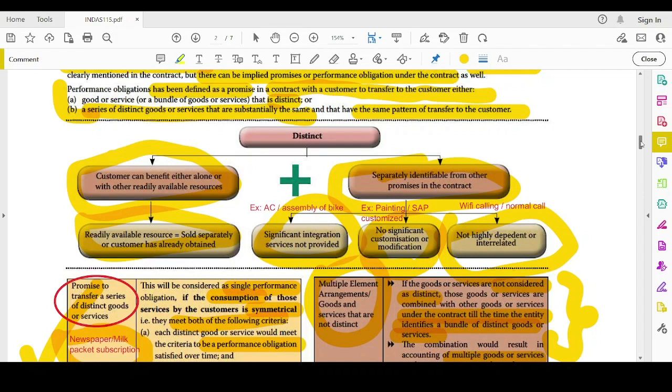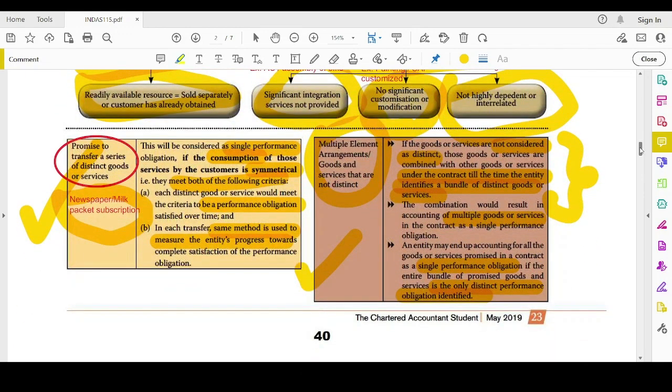Then, not highly dependent. For example, a normal call, if I have a balance in my phone, doesn't require a data connection, so both are not dependent on each other. But if I have to make a Wi-Fi call, both are interdependent. I have to have the proper network, and making the call is dependent on the Wi-Fi connection. That is interdependent. So separately identifiable should be distinct; it should not be dependent on other things, should not be highly customized, and should not be in such a way that significant integration is provided. Till this point I hope it is clear.